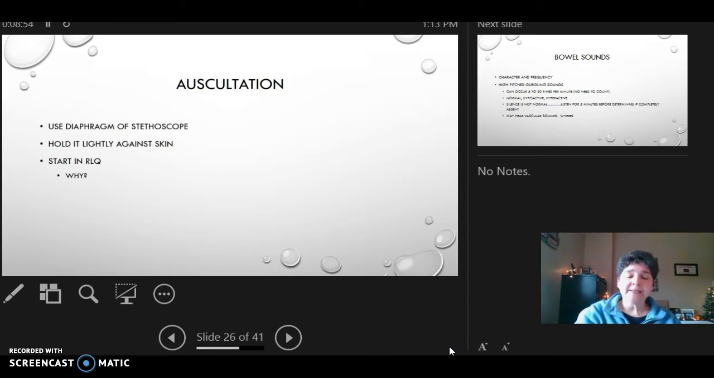If in class I would wait and have you answer, but the reason is in the right lower quadrant is the ileocecal valve, where the ileum and the cecum meet together, and you almost always will hear bowel sounds in that area. So it's a good place to start so that you can hear what normal bowel sounds sound like, and then move into the other areas.